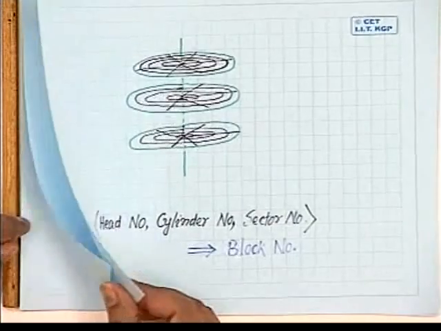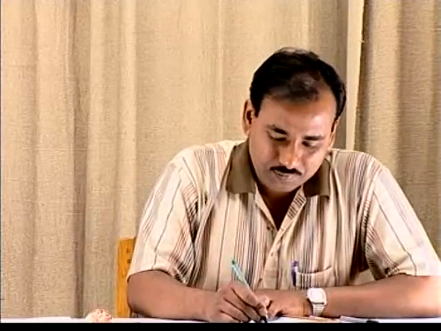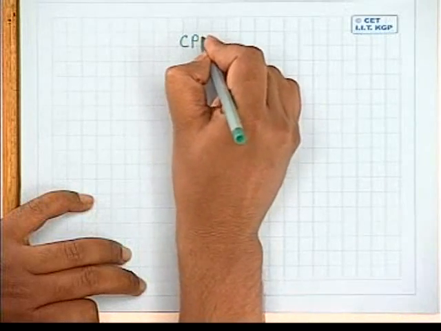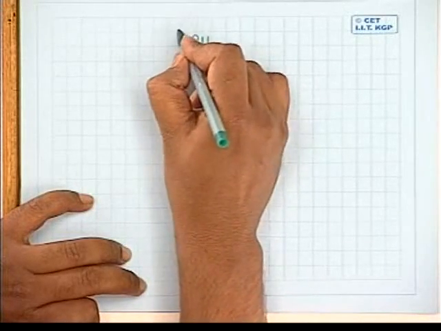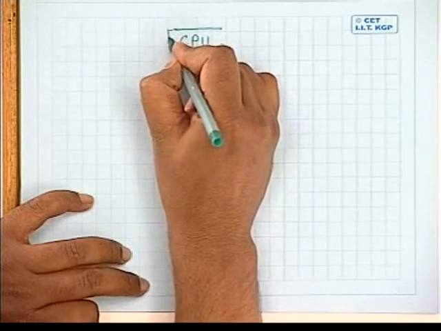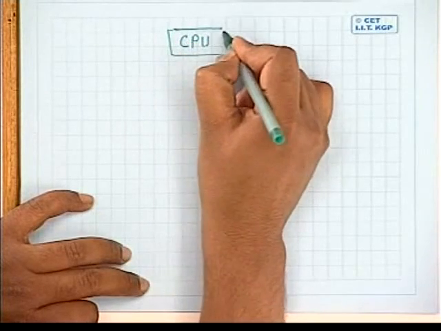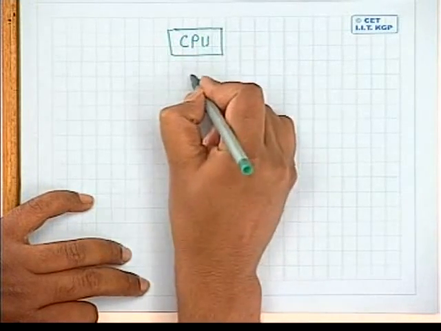Then we had mentioned that our memory is a three-level memory hierarchy. At the topmost level, we have the CPU. When the CPU wants to access any data or any instruction, the CPU first checks the cache memory.